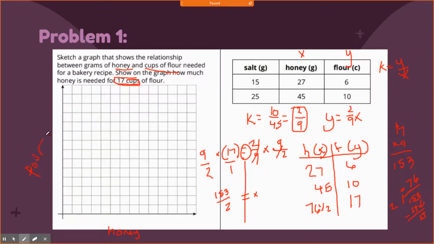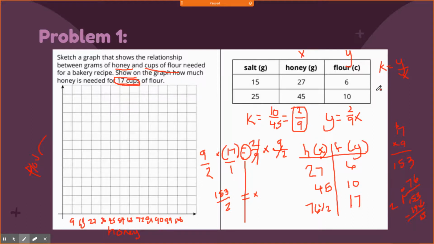Now, if we look at what our constant of proportionality tells us, it tells us that our x is increasing by 9 each time. So I'm going to make my scale here by 9s. 9, 18, 27, 36, 45, 54, 63, 72, 81, 90, 99, 108, and so forth.